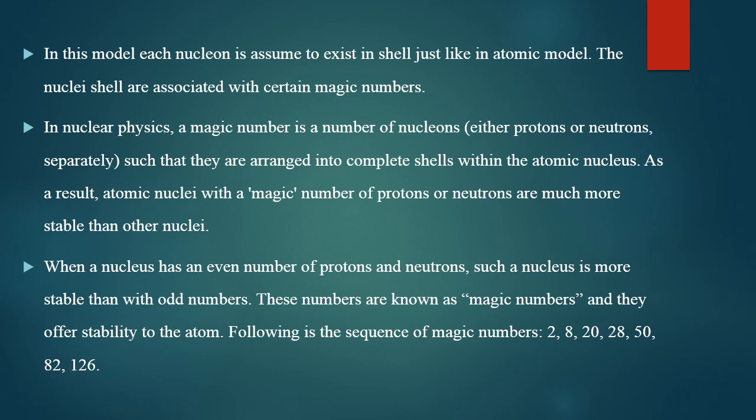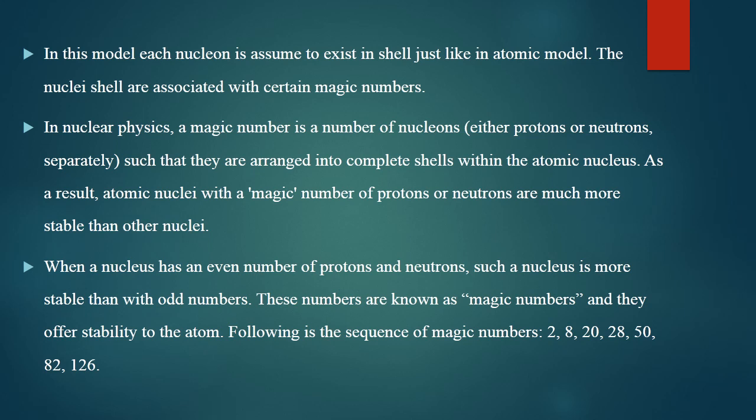As a result, if the protons or neutrons have certain numbers, termed magic numbers, they show greater stability in the nuclei. It is a very important term in the shell model. Such nuclei are much more stable than other nuclei if the protons and neutrons have certain numbers, and these certain numbers are called magic numbers.